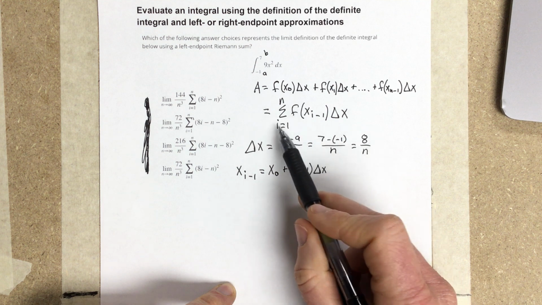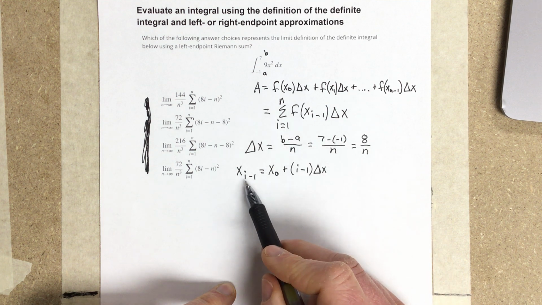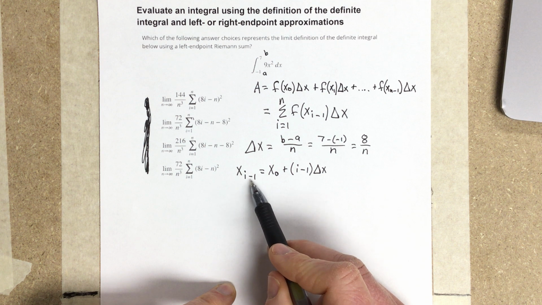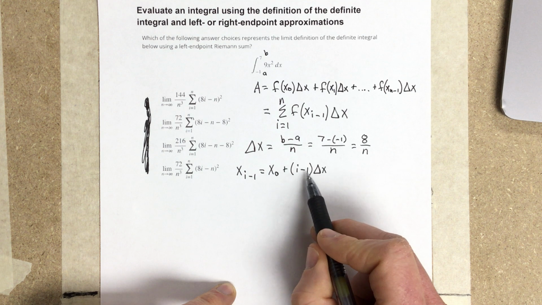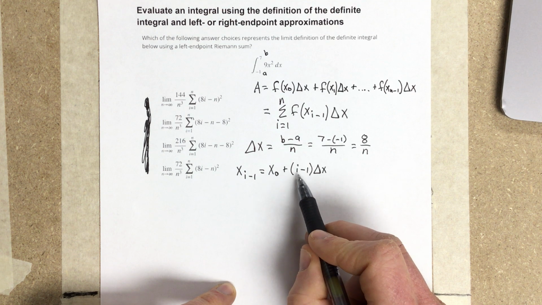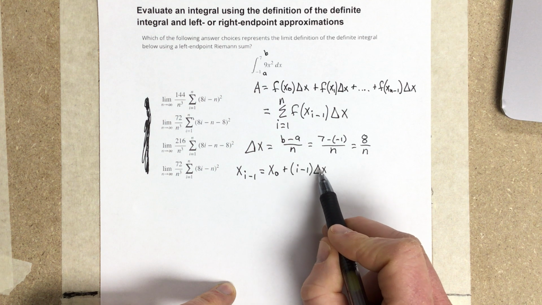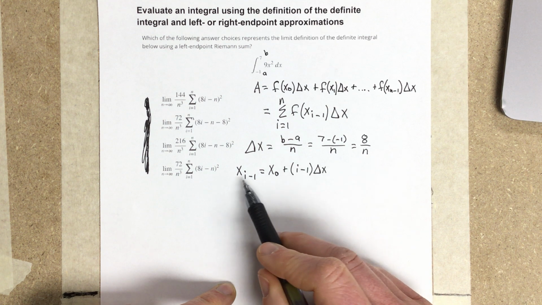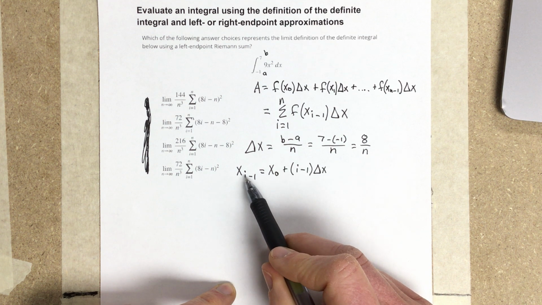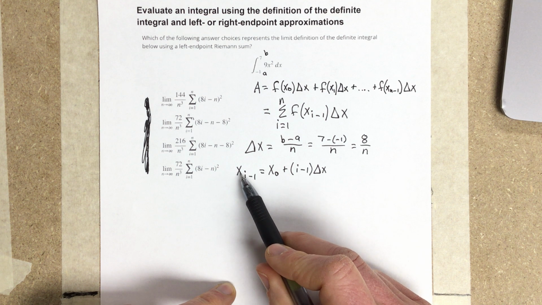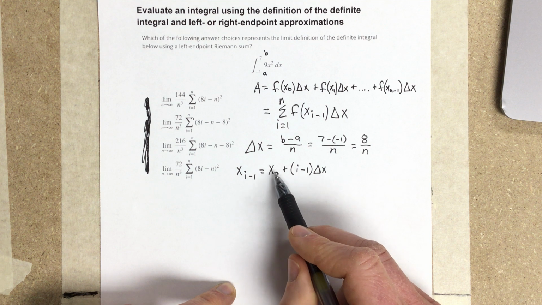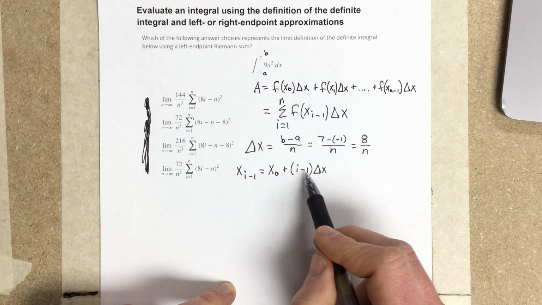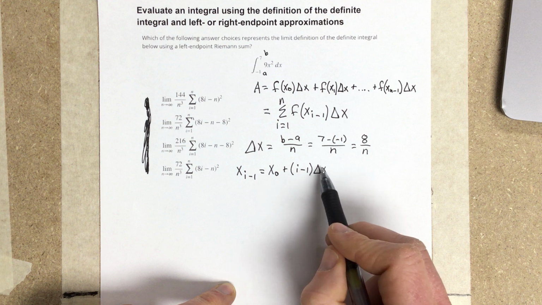Well, i is always going to start at 1. So if i starts at 1, we get 1 minus 1, which is x sub 0. So that better equal x sub 0 here. That's why we put this i minus 1 piece here, because this would be 1 minus 1, which is 0, times change of x. So this starts us at x sub 0. And then when i is 2, we get x 2 minus 1, which would be x1, equals x sub 0 plus 2 minus 1, which would be 1, times change of x.